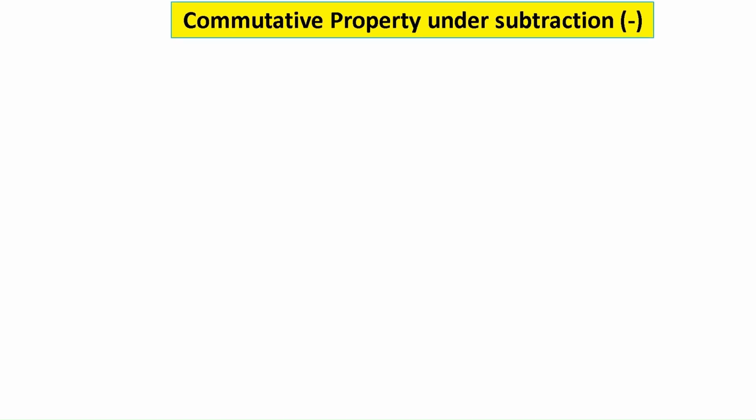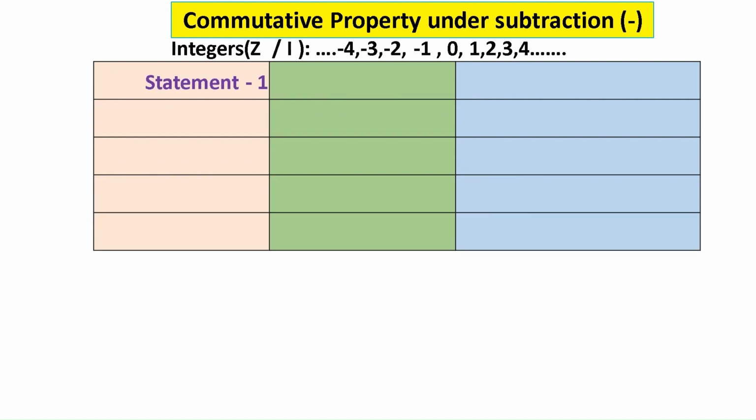Now commutative property under subtraction, is it satisfied or not, we will check here. Now here statement 1, statement 2 and conclusion. Now 5 minus of minus 6. What do we get here? It's 5 plus 6, minus of minus is a plus. So plus 6 we get 11.